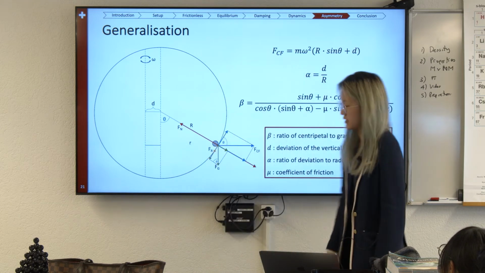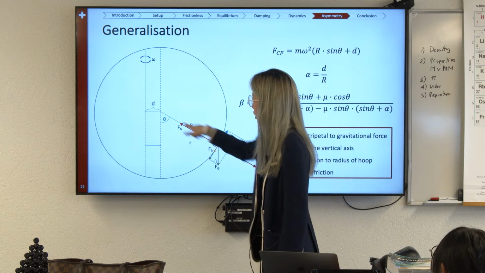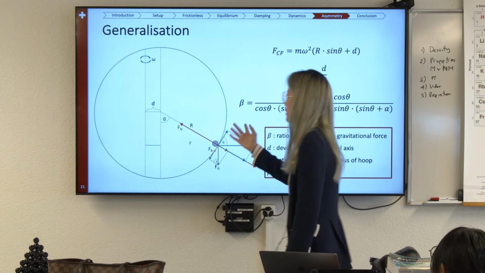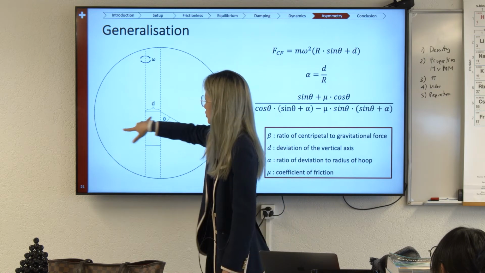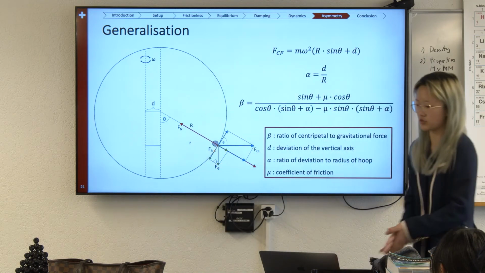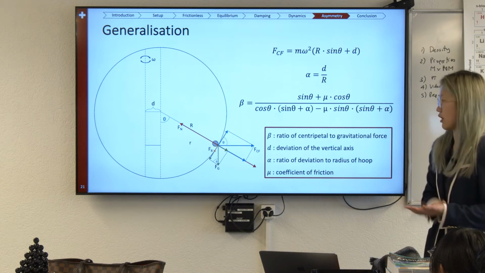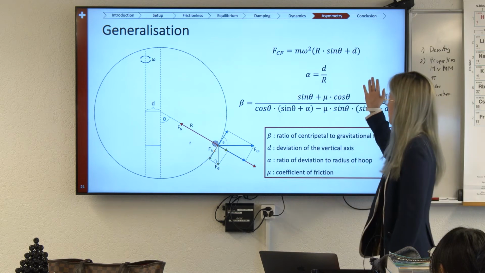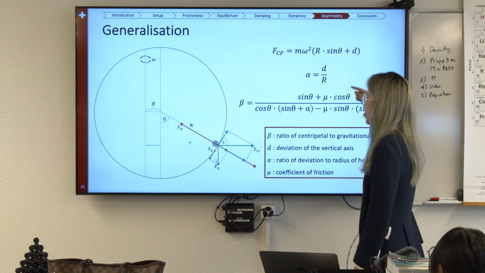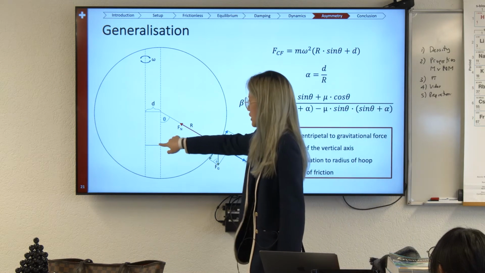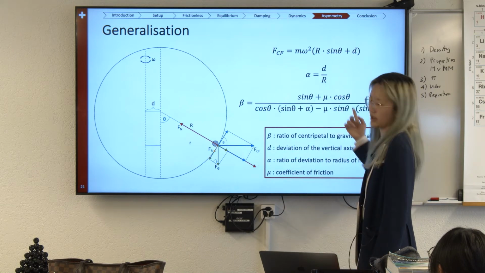With the asymmetric case, the radius is not always the same. So if you're here, it would be r plus d, or the line between here and here. But when you're here, it's clearly shorter than the r. So that means the centripetal force would be different, and so the beta would be different because it's the ratio between the centripetal force and the gravitational force. And so the constant alpha is the relationship between the deviation from the vertical axis to the radius, and we can derive a new relationship for beta.